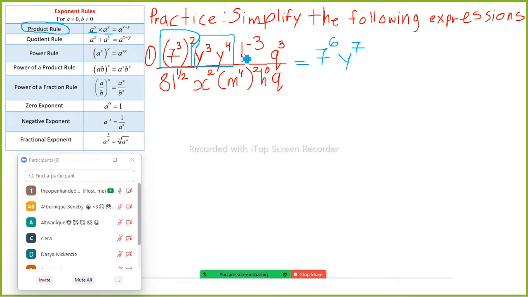Good. Now here we have b to the negative 3 power, right? What could I do with that? Which rule am I trying to use for b to the negative 3 power? The quotient rule? No, not the quotient rule. I have b to the negative 3 power. The negative exponent rule. Very good. So the negative exponent rule tells me that b to the negative 3 equals what? According to this rule, the negative exponent rule.